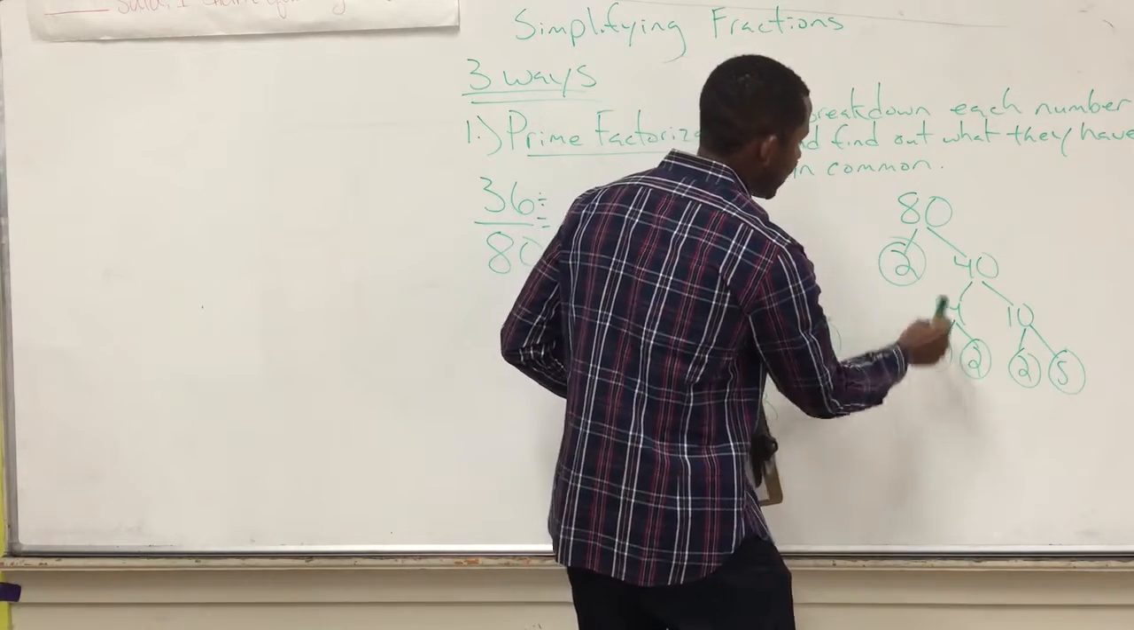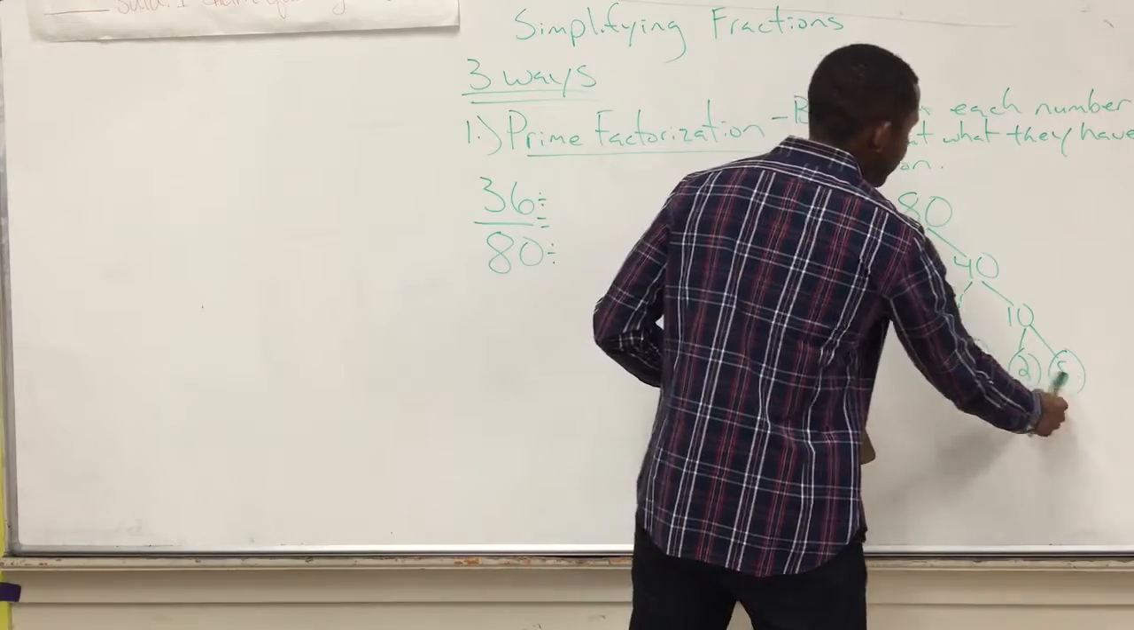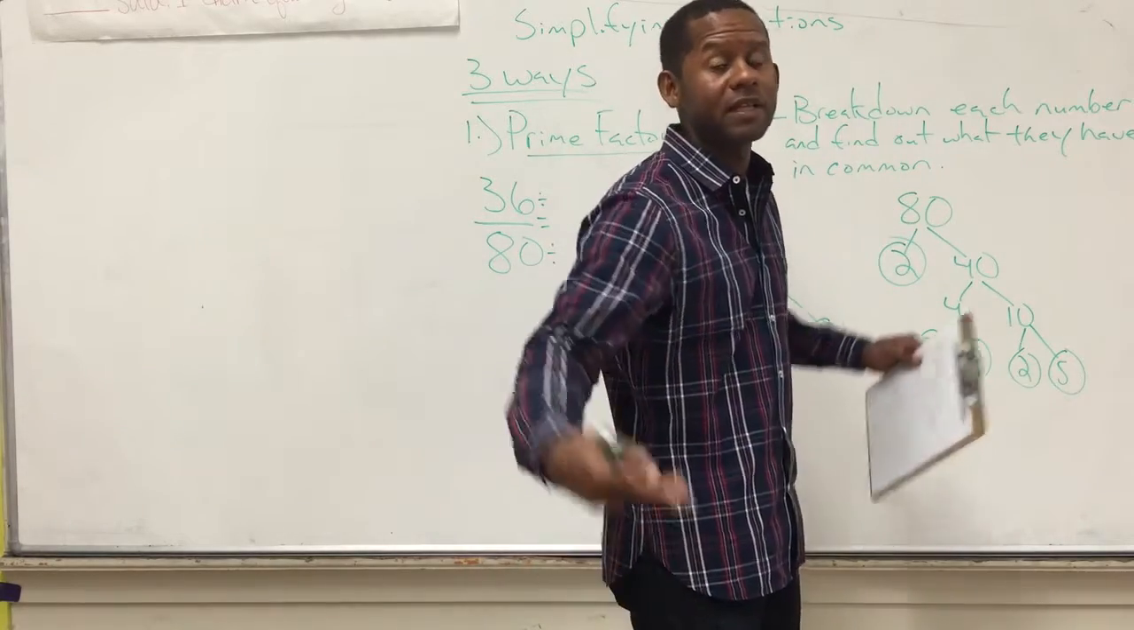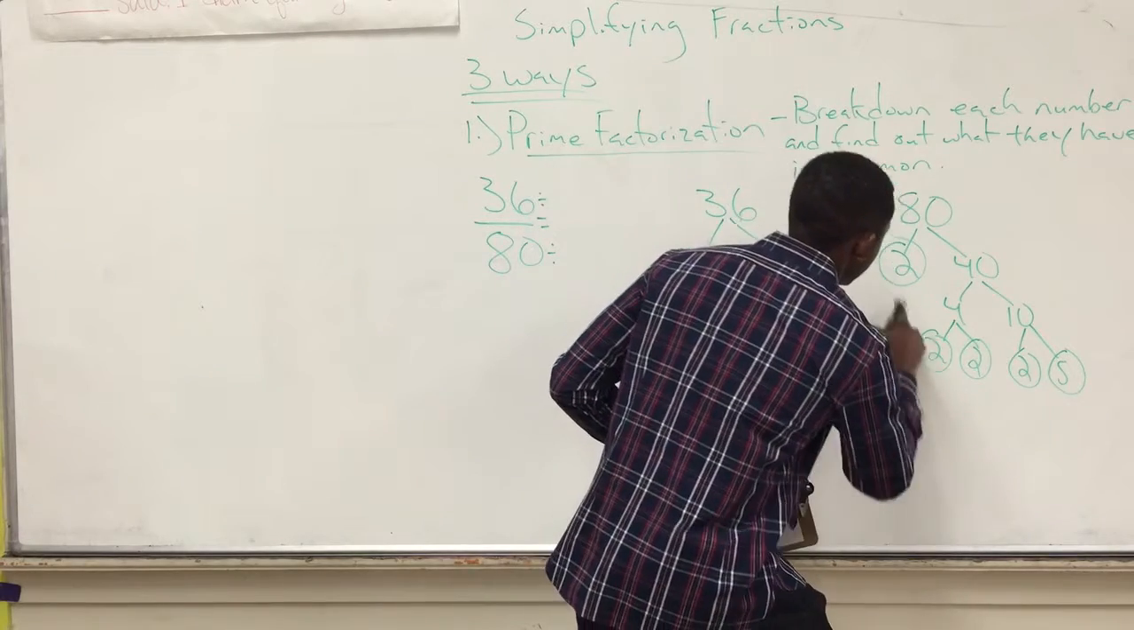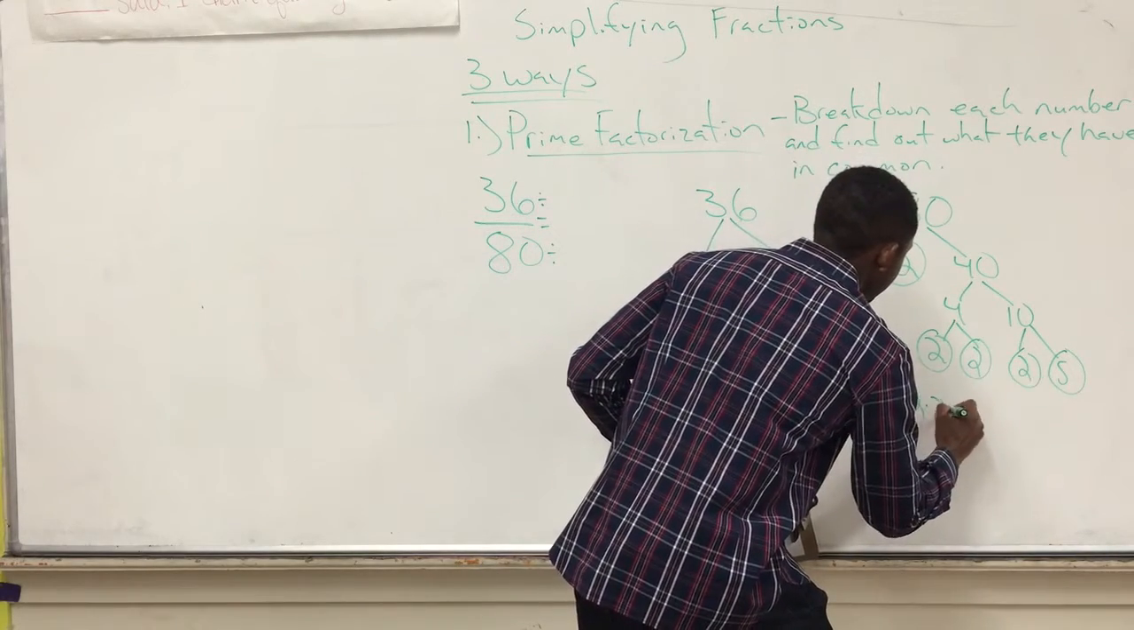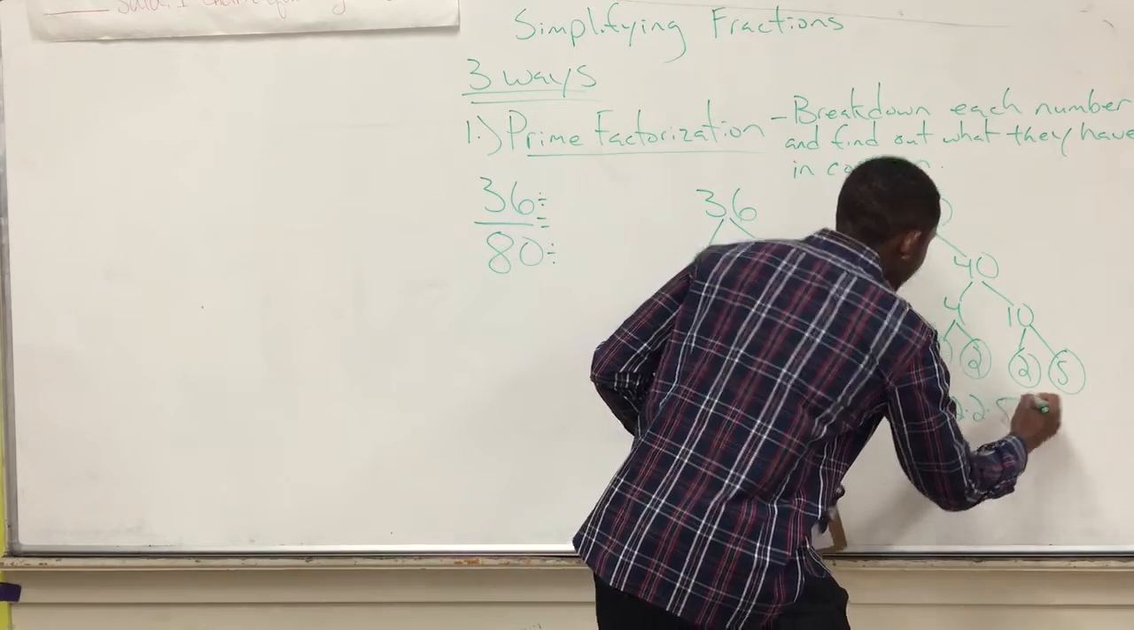And again, I know I can't break any of these 2's. And 5 is only 1 times 5. That's the only thing I can break that down into. So 80 turned into 1, 2, 3, 4 2's. 2 times 2 times 2 times 2 times 5.